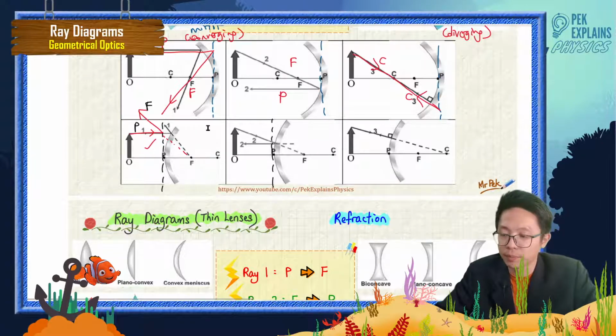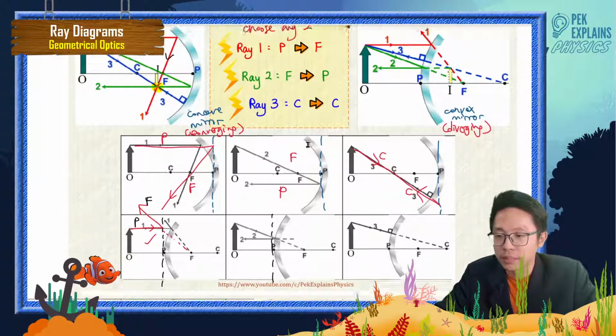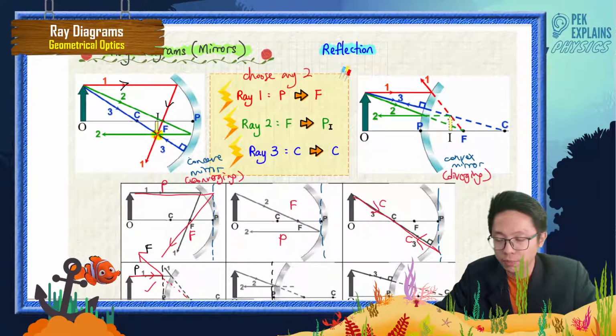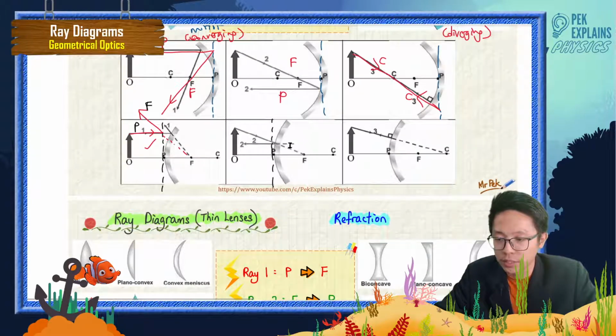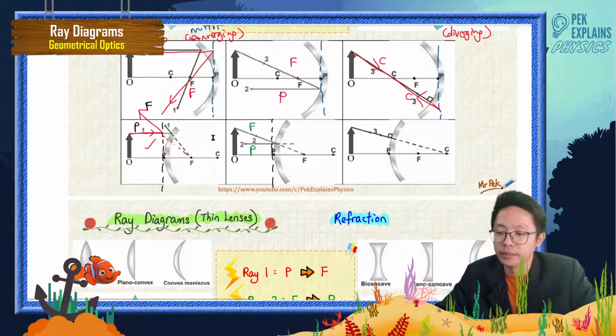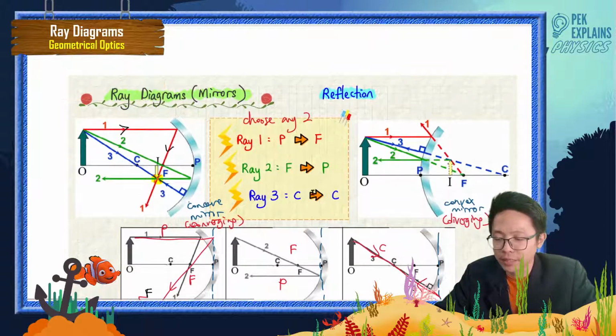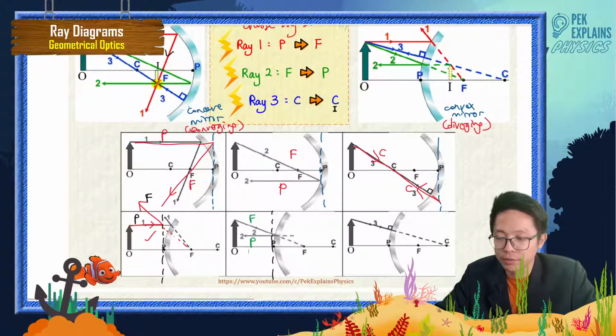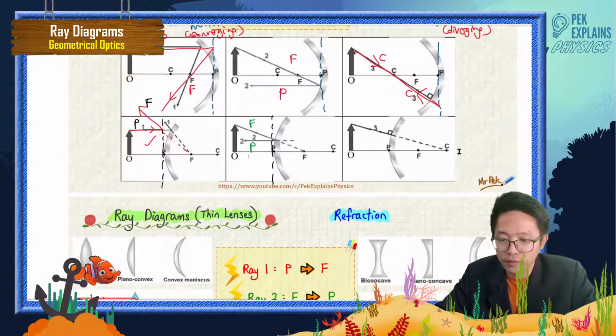Parallel, diverging from the focal point. And then the next one is towards the focal point, then diverges parallel. And then the last one is towards the center of curvature, and it goes back on the same path, towards the center of curvature.